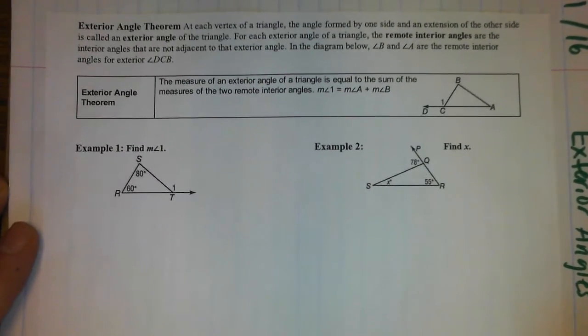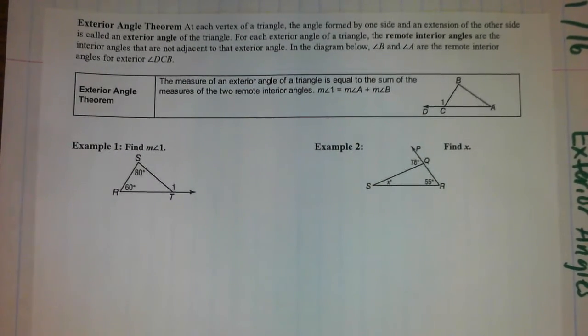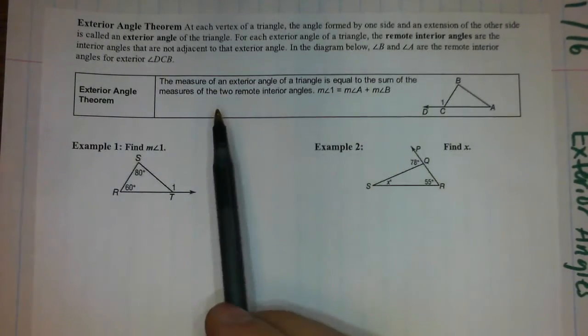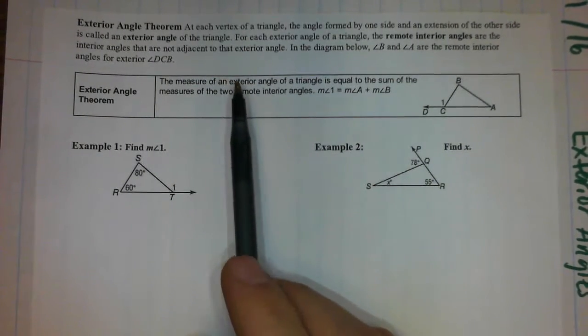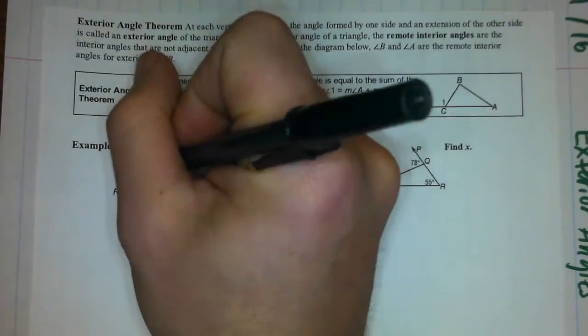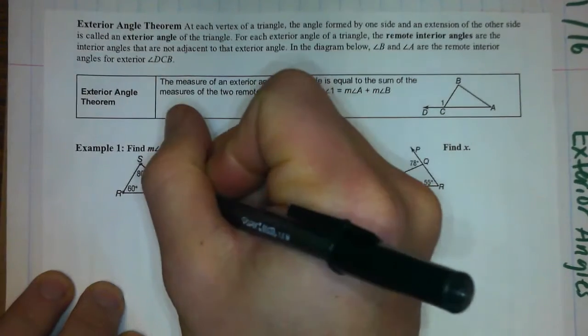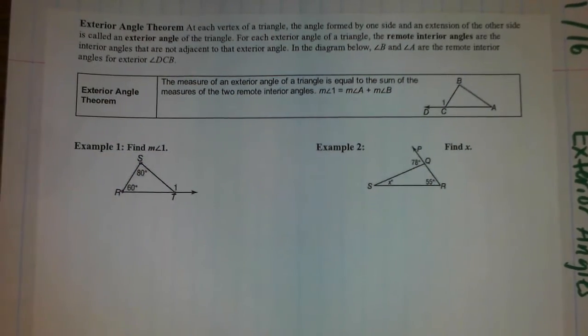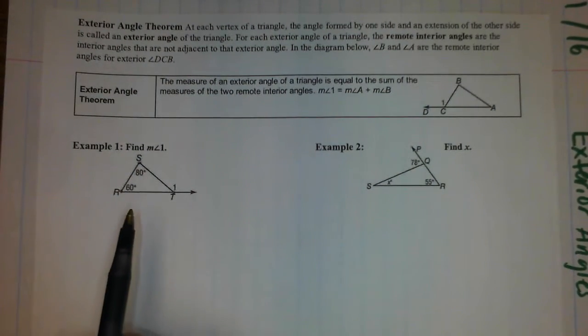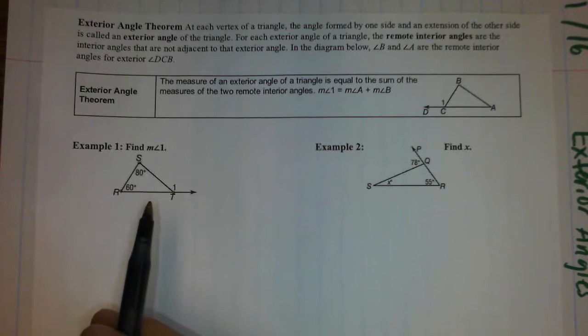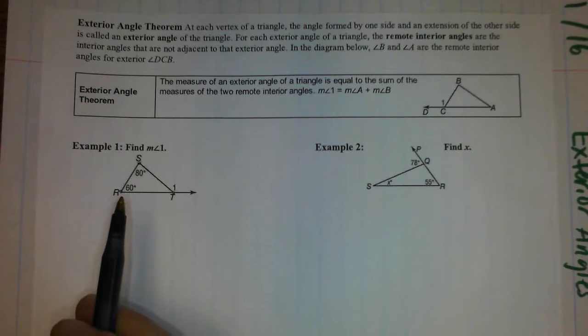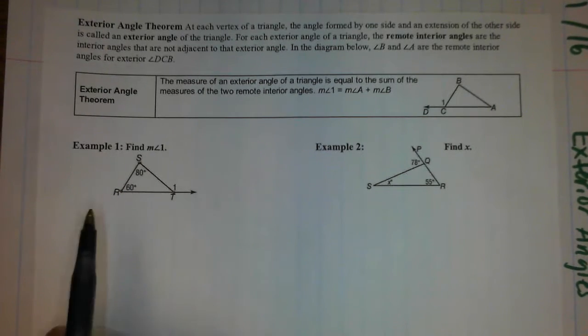So the top I have a definition of the exterior angle theorem. And it says that at each vertex of a triangle, and the vertex of a triangle is like on this triangle, S is a vertex, R is a vertex, T is a vertex. Vertex just means the place where the two lines come into contact. So basically it's the points here. These are the vertices, the vertex.